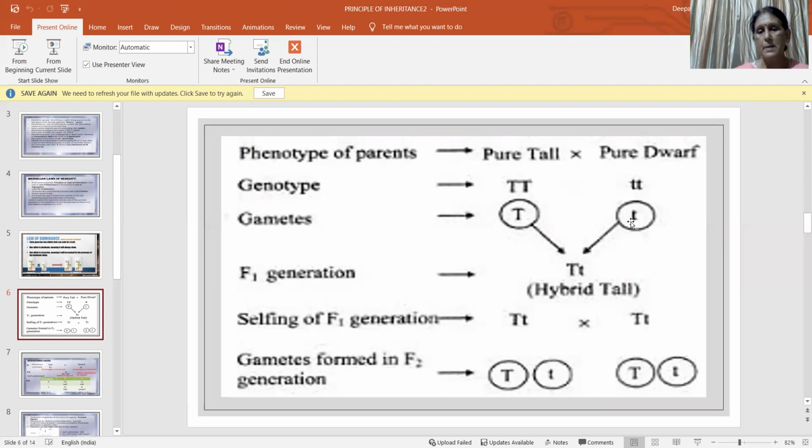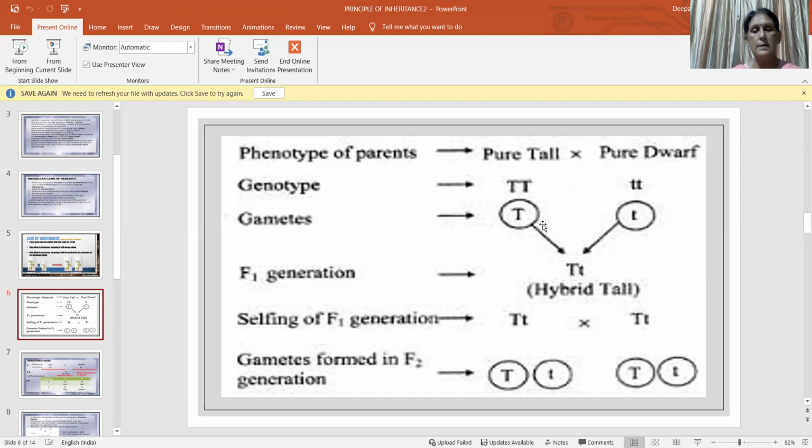These two gametes, male and female, are cross-fertilized, and in the next offspring, the F1 generation, it possesses the gene composition capital T small t. It is called a hybrid, but the character that appears is always tall, not dwarf. But when the F1 hybrid capital T small t is self-fertilized, in the F2 generation it produces capital T capital T, capital T small t, capital T small t, and small t small t.